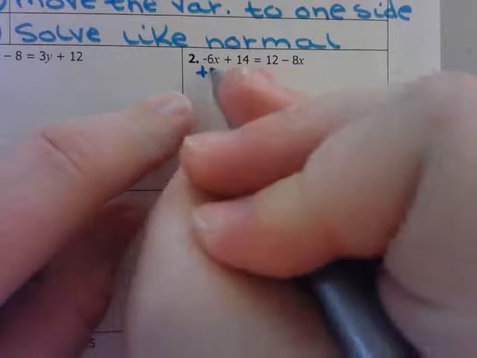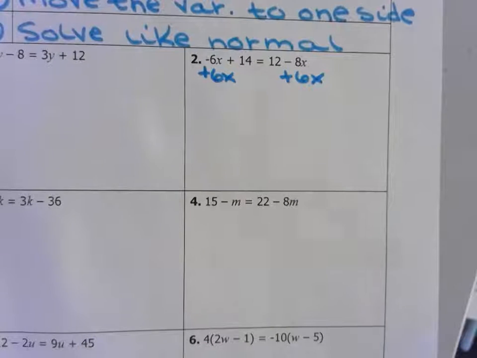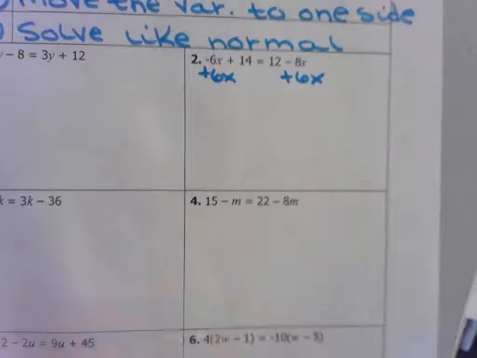We'll just add 6x to both sides. It doesn't matter what you choose. You're either going to move the negative 6x over to the right side, or the negative 8x over to the left side, and I'm going to leave that up to you. There's no reason why the variable has to be on the left. You just decide.